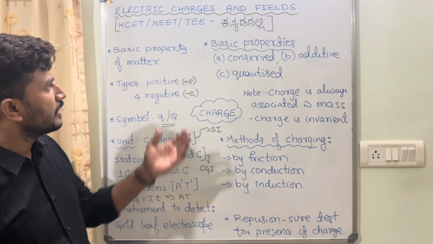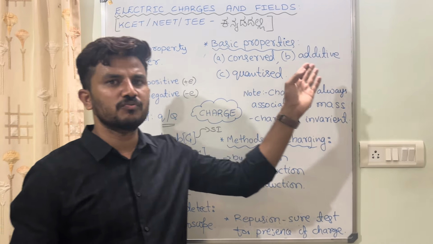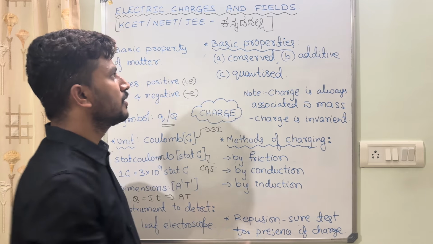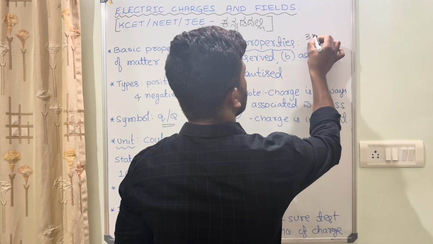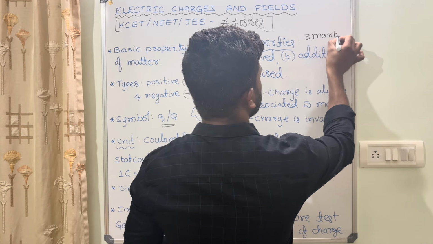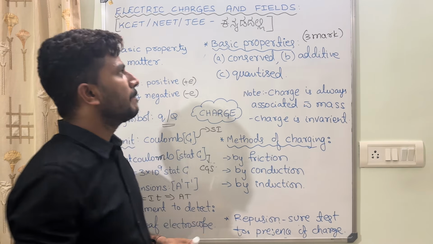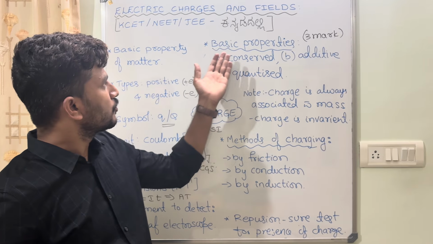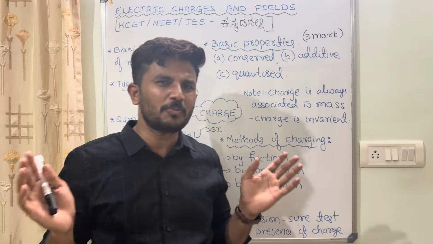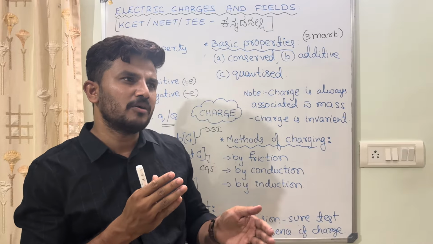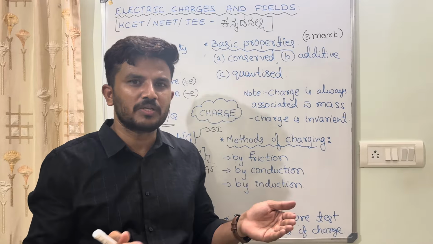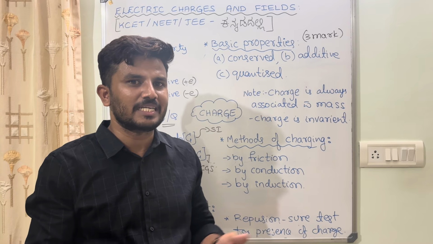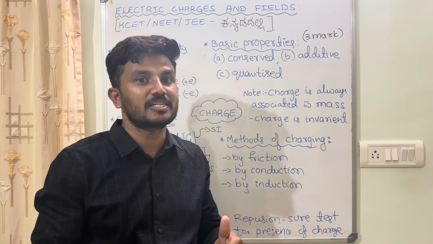Next we have a 3 marks board question, very important one. This is a board level concept for 3 marks: mention the properties of charges, not methods. So properties of charges. There are so many properties of charges like positive charges repel each other, positive and negative charges attract each other, like charges repel, unlike charges attract and all.